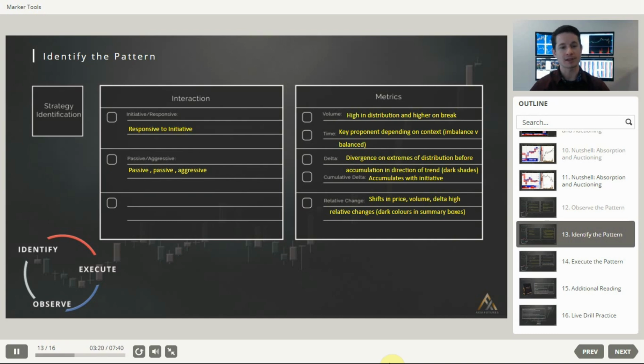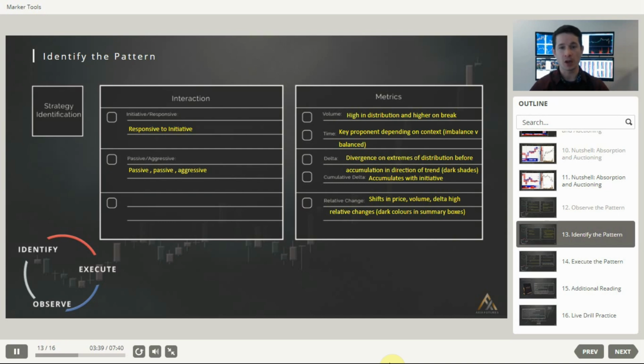Then in terms of, is the interaction passive or aggressive? Well, again, note, it's initially quite passive. Why? Because the market rotates between the two pivots and there's just passive interaction taking place. Eventually that shifts on the break and it turns to a more aggressive price response.